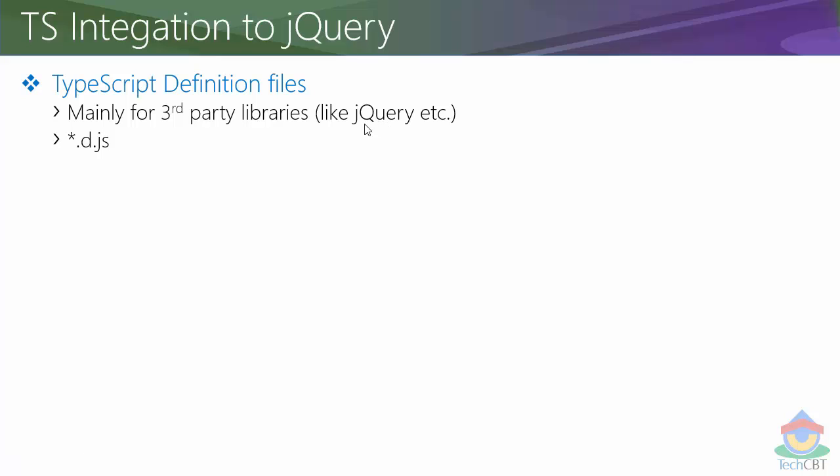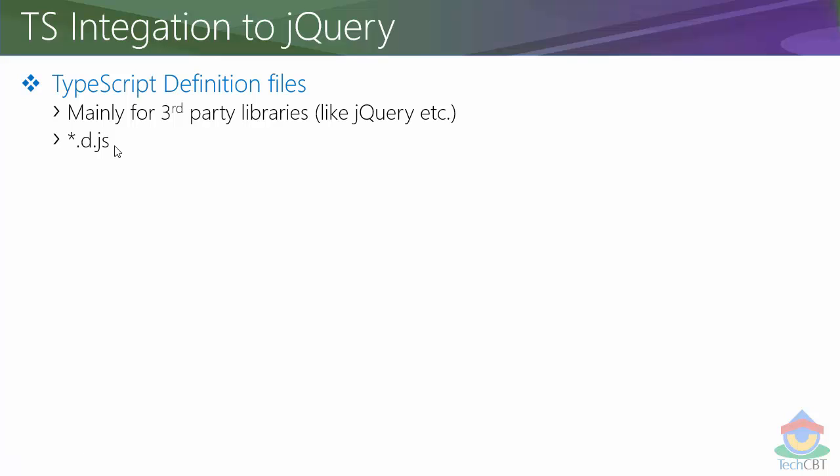Whenever I mention a third-party library, it could be jQuery or Lodash or Angular or whatever. Those definition files are not really the source files. They contain only the definitions, and those definitions might come with some descriptions which are really helpful for IntelliSense and other tooling support. Usually these files have the extension .d.ts, which stands for type definition files.